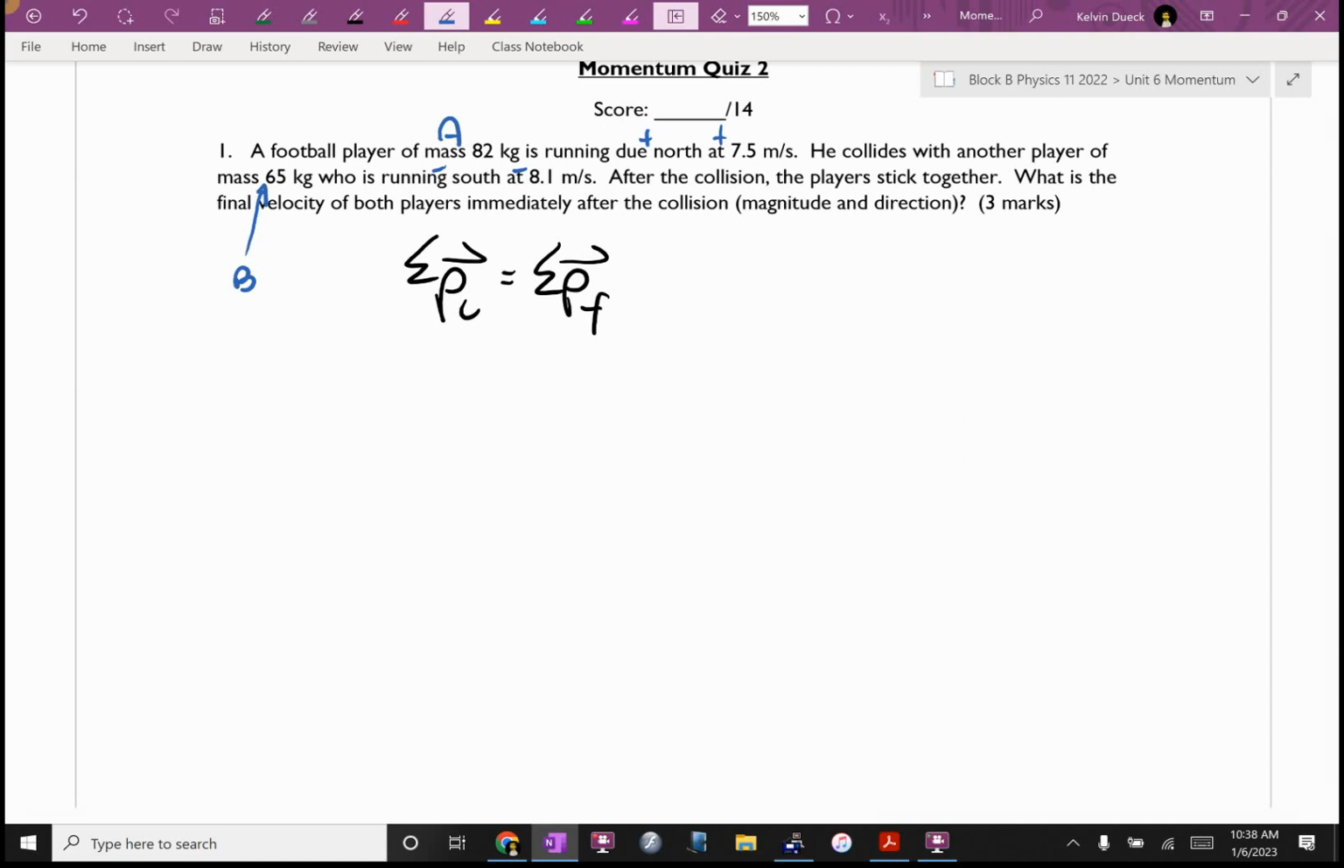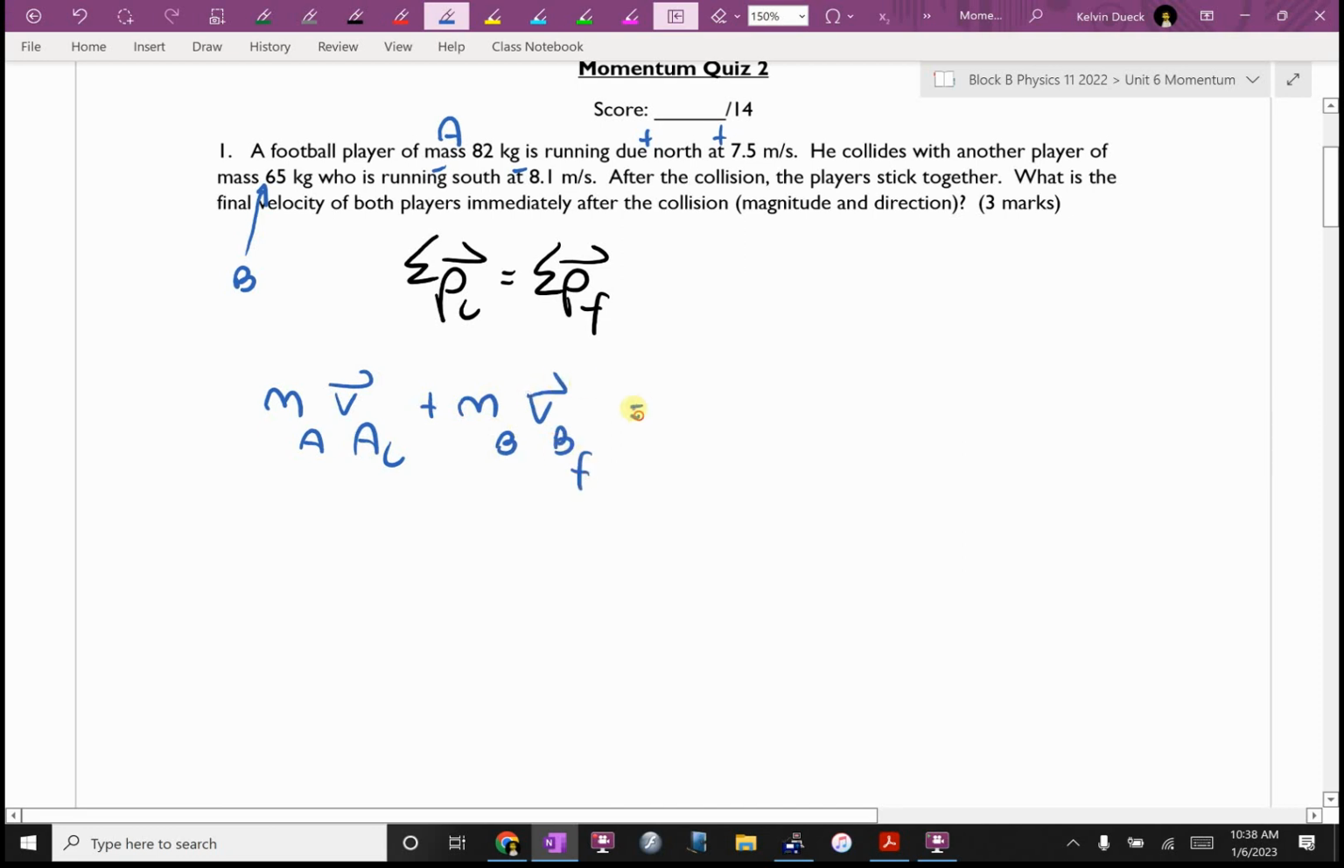Before the collision, I have mass A, velocity A initial, and mass B, velocity B initial. Is that right? Wham! They collide. After the collision, they stick together. How do I show stuck together? I treat it like one mass in brackets, stuck together. Yep. I put final there.